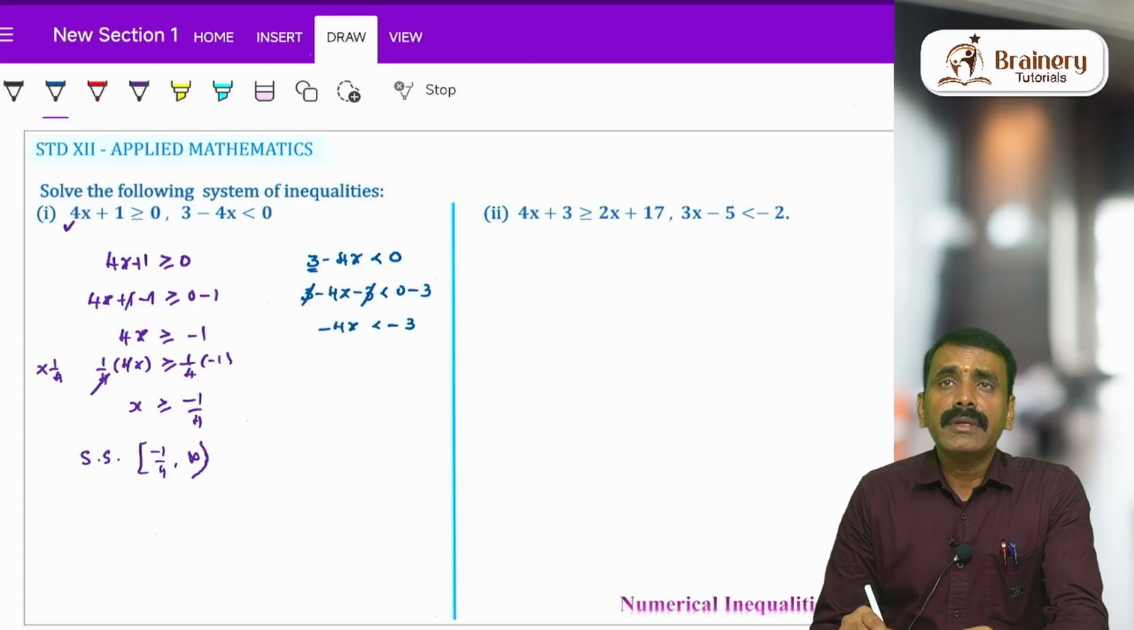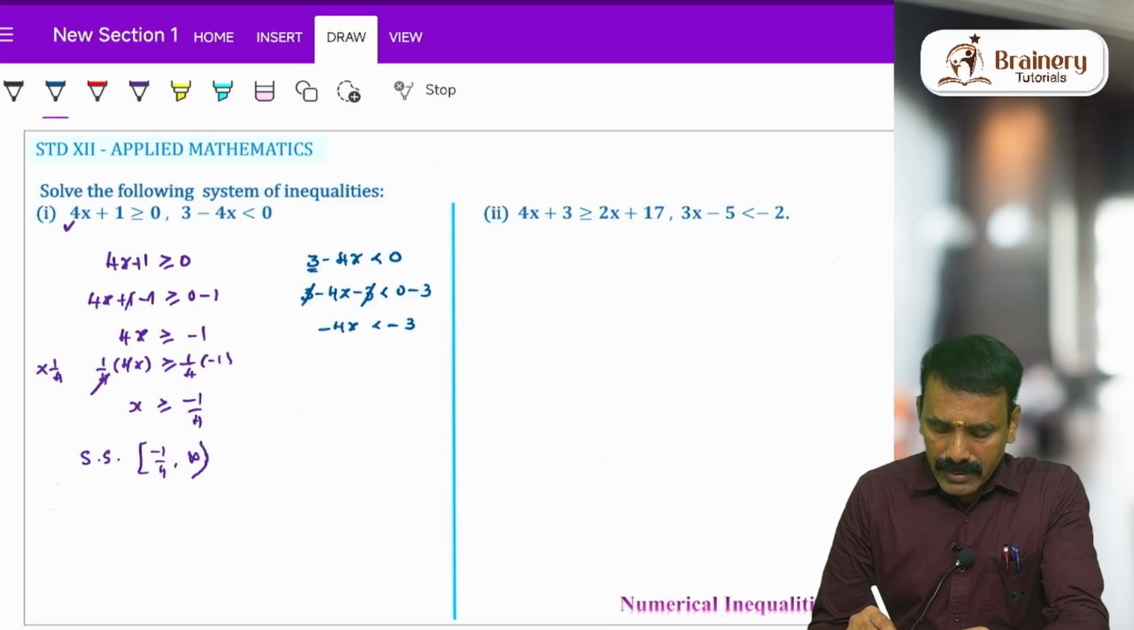Now I am having the number 4 as well as the negative sign with x on the left hand side. So first I try to eliminate 4. So the multiplicative inverse of 4 is 1 by 4. So we multiply with 1 by 4. So 1 by 4 into minus 4x less than 1 by 4 into minus 3. So 4 cancels. So we have minus x less than minus 3 by 4.